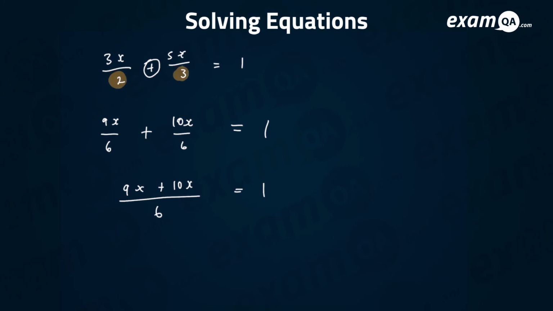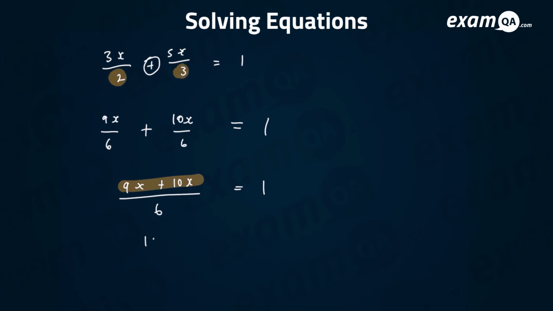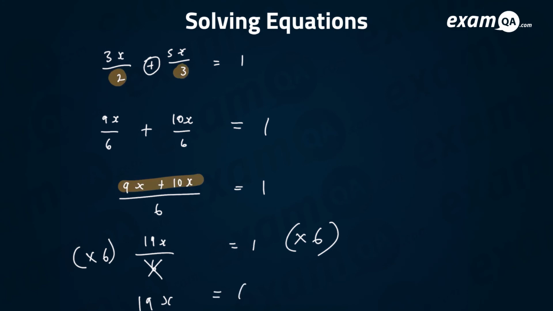So let's keep simplifying. What is 9x plus 10x? That's just 19x over 6 equals 1. And now you can probably guess what we're going to do next. Just get rid of this 6. What's the opposite of dividing by 6? Timesing by 6. Remember, both sides. So this is gone. 19x equals 6.